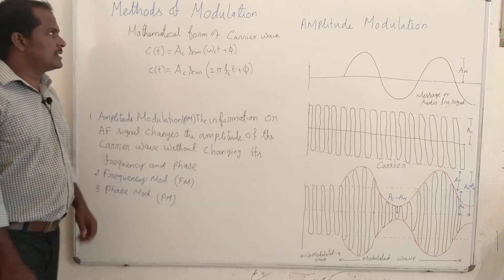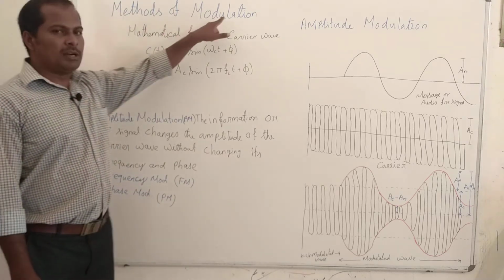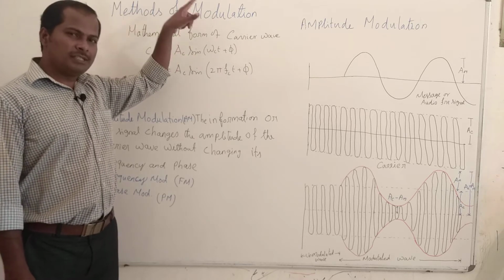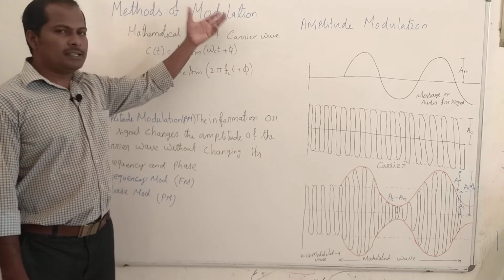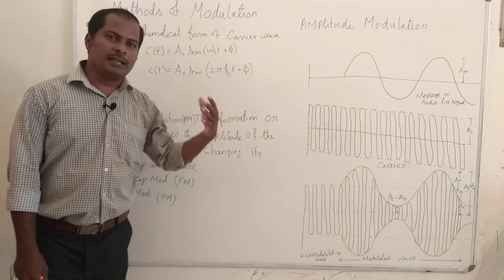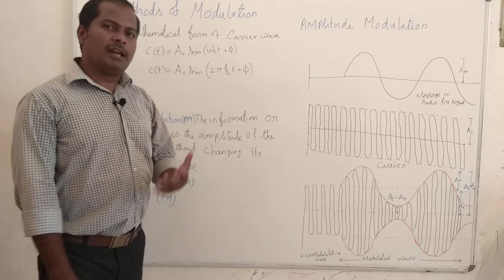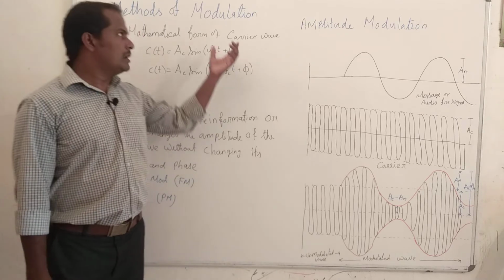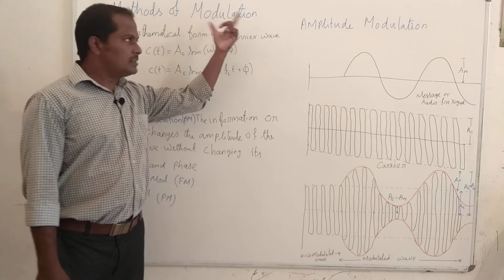Today we are going to discuss the methods of modulation. How does modulation take place, what are the different methods, and how can we modulate the radiation? The incident radiation may be a sound, a light, letters, videos, or some other files. How can it be modulated? What are the different methods of modulation?